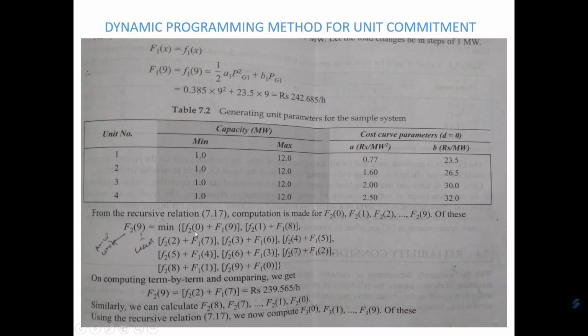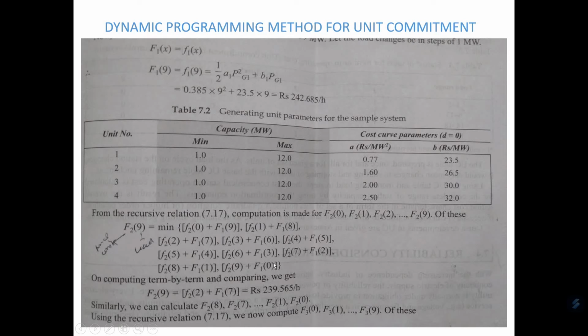That is, the second generator will share the load of 0 megawatt, and the first generator will share the 9 megawatt. This is the first case. Second case, maybe the second generator will share the load of 1 megawatt, and the first generator will share the load of 8 megawatt. Third case, maybe the second generator will share the load of 2 megawatt, and the first generator will share the load of 7 megawatt. Similarly, up to this, there are 9 combinations.